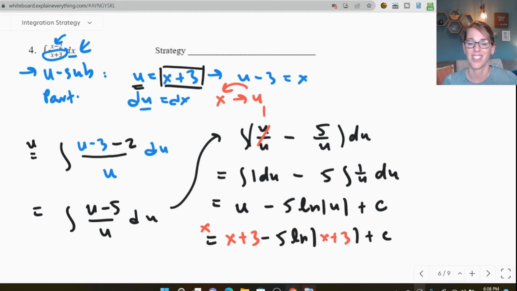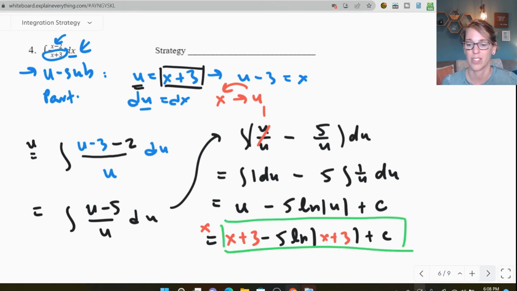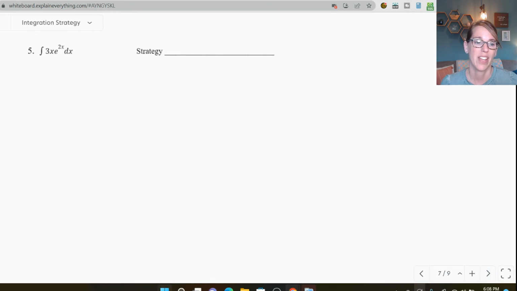This is my answer. You can't combine the 3 and the 5 because the 5 is being multiplied, so there's really nothing else that you can do but maybe write it all in the same color, but this right here is your answer. Okay, number 5.